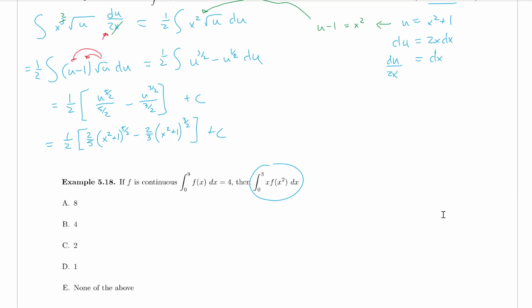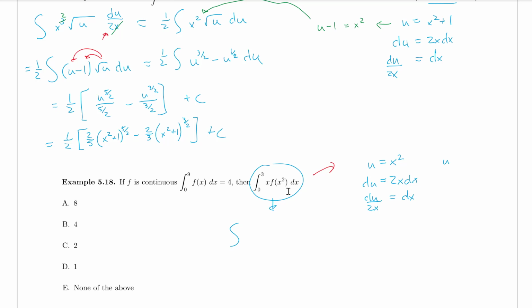So what we're going to try here is our u substitution being x squared, because that is the thing that's inside of our function. If that's the case, then du is equal to 2x dx, and dx is equal to du over 2x. Now let's see where that gets us if we plug that in here. I have my integral, let's go ahead and change our bounds as well.